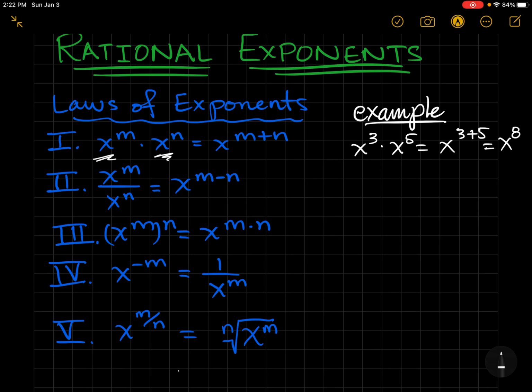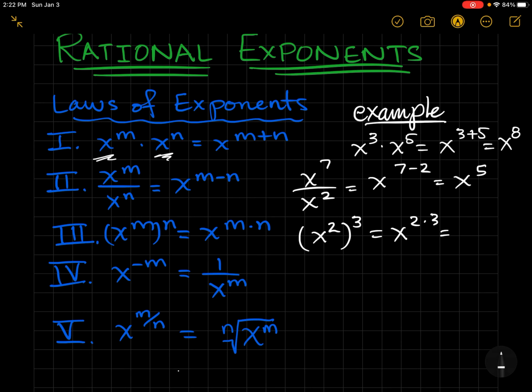Here, when you divide exponents, for example, you just subtract, and you'd get x to the 5th. Here, this is when they don't have their own base. That's when you multiply. And so we'd get x to the 6th.